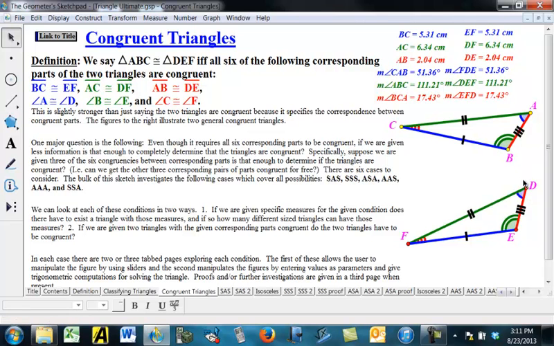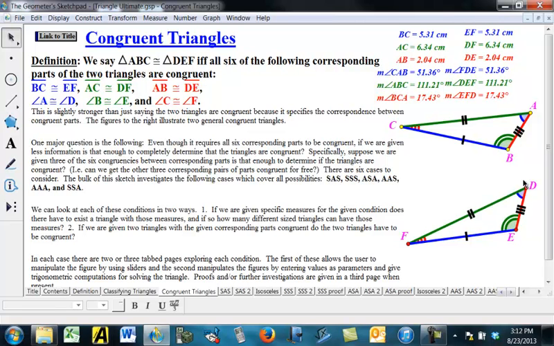Now, one major question that we want to ask is this. Even though it requires all 6 corresponding parts to be congruent, if we're given less information, is that enough to completely determine that the triangles are congruent? What if we only have 5 of the pieces matching? What if we only have 4? What if we only have 3, 2, or 1? Well, it turns out that if you've got 4 parts, that's always enough. 4, 5, or 6, of course, that's always enough to make them congruent, and 2's never enough. But the question is, what about 3? So we're going to investigate that in a little more detail and see what happens in those cases.